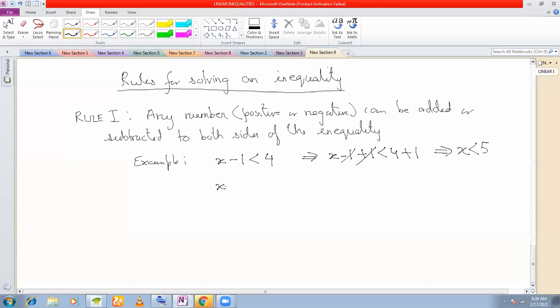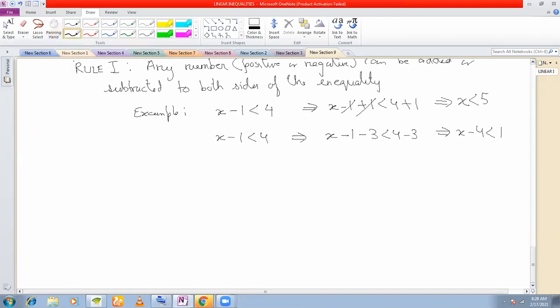Similarly, you have x minus 1 less than 4. You can also subtract numbers from both sides. Let us say I want to subtract 3 from both sides. So x minus 1 minus 3 is less than 4 minus 3. That means x minus 4 is less than 1. Clear? So we can add or subtract any number from both sides of the inequality, but it has to be done on both sides. So this rule is very similar to your equation.